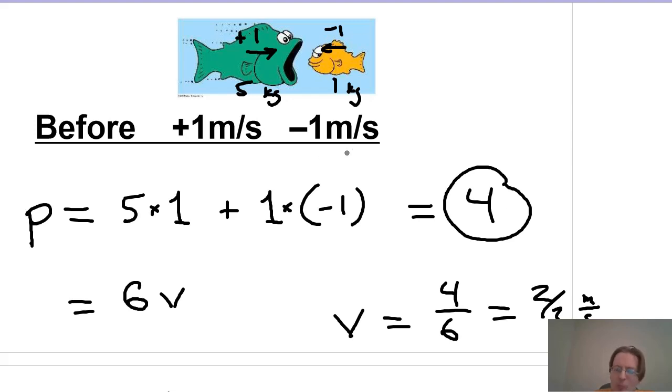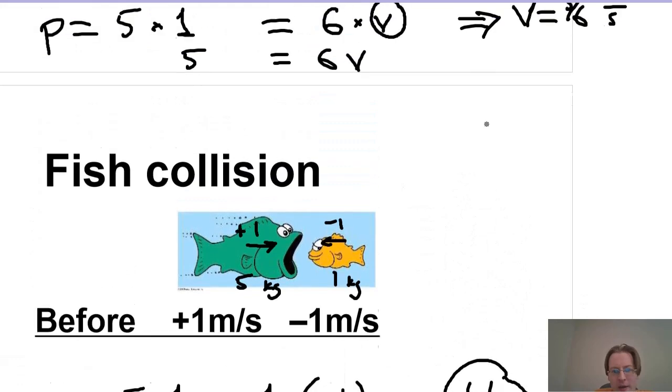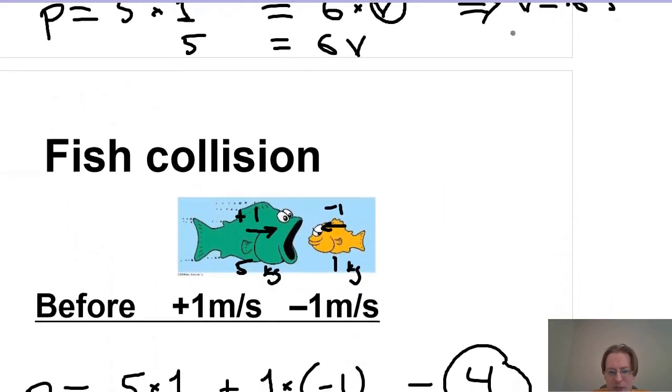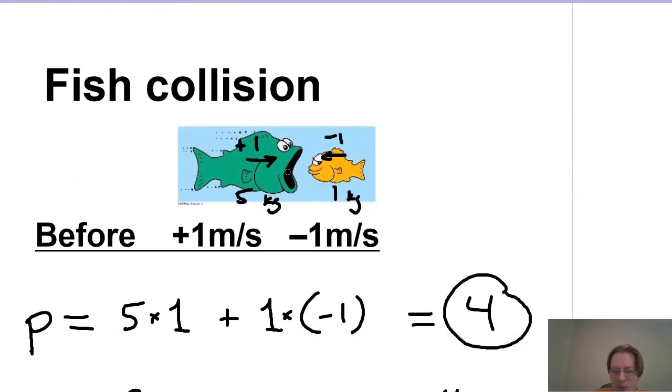Let's compare that to the previous example. In the previous case, the speed was higher. And that should make sense because the small fish was at rest. In this case, the small fish was actually running into the big one. So it makes sense that it gives a final speed which is smaller during a head-on collision, which slows down the big fish more.